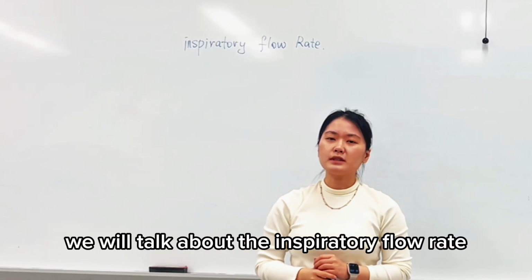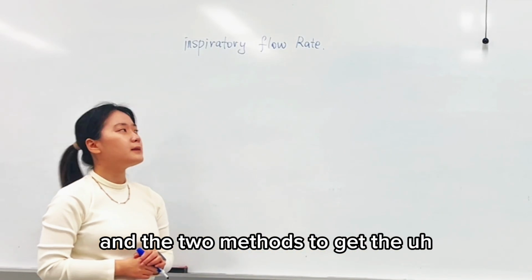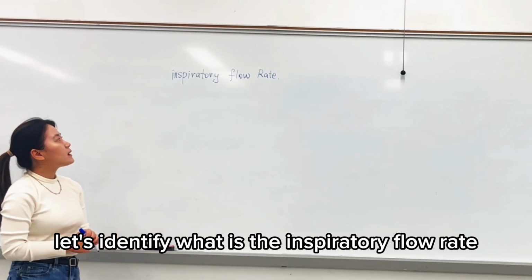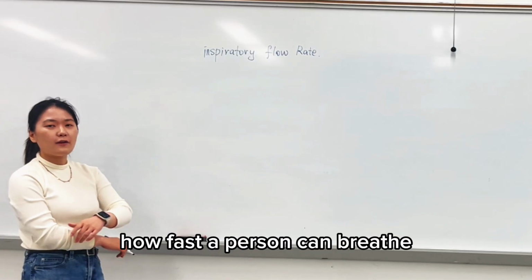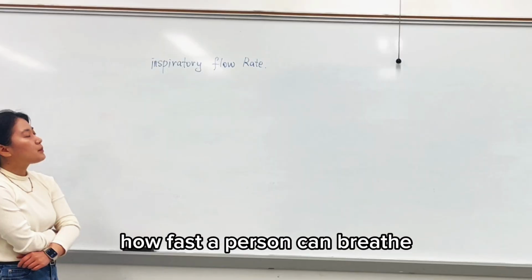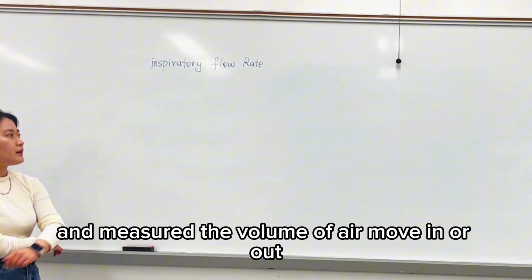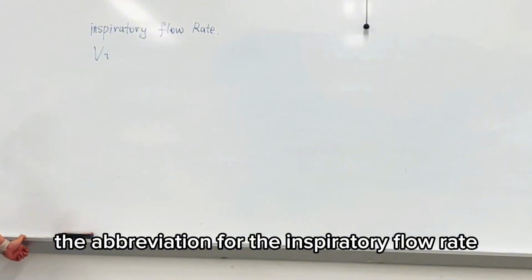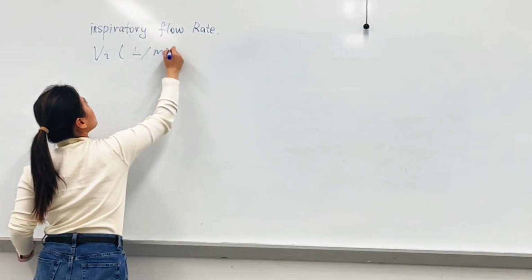In this video, we will talk about the inspiratory flow rate and the two methods to get the inspiratory flow rate. First, let's identify what the inspiratory flow rate is. It measures the speed, how fast a person can breathe, and measures the volume of air moved in or out per minute. The abbreviation for the inspiratory flow rate is VI, and it is measured in liters per minute.